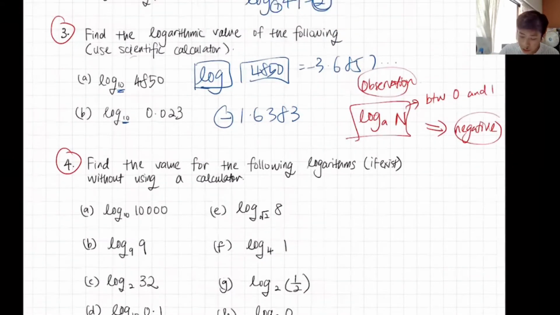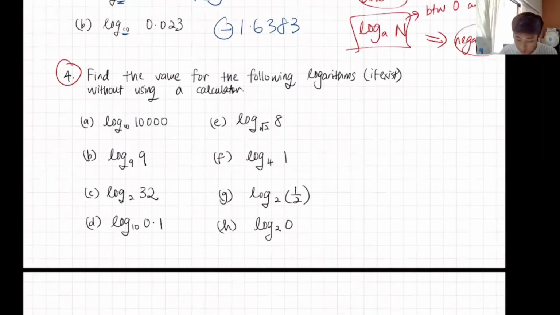So this is the answer for number 3. I will just finish it. Question number 4 is without using a calculator. When they say without using a calculator, it means you don't use a calculator. You have to show your working. So question A, log base 10 of 10,000.